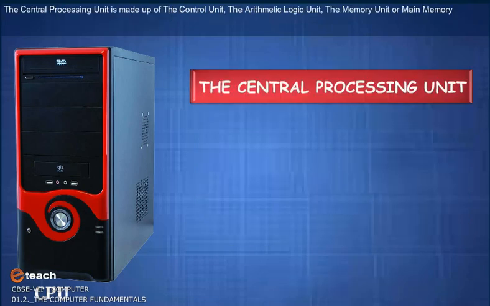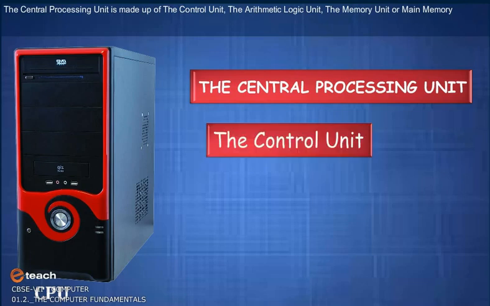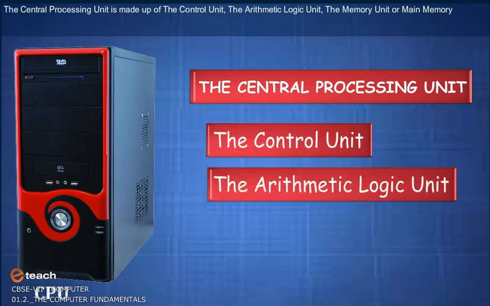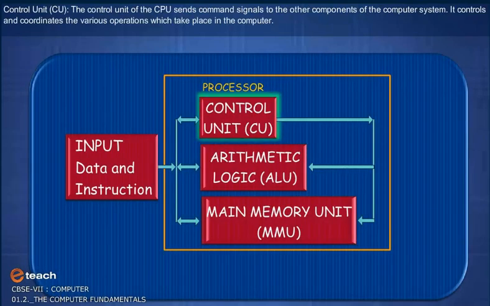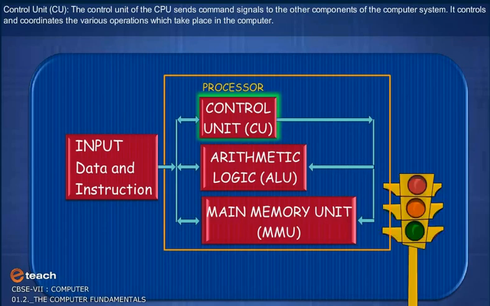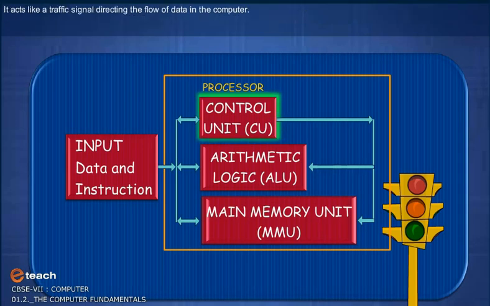The central processing unit is made up of: 1. The control unit, 2. The arithmetic logic unit, and 3. The memory unit or main memory. Control unit, CU. The control unit of the CPU sends commands, signals to the other components of the computer system. It controls and coordinates the various operations which take place in the computer. It acts like a traffic signal directing the flow of data in the computer.